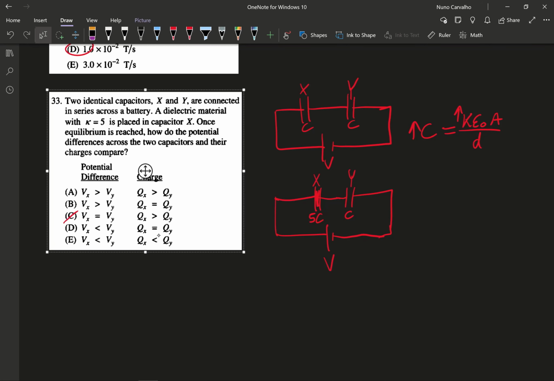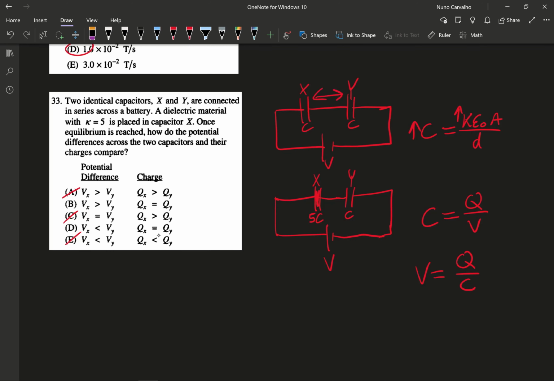But to me, that's actually really useful because I can eliminate all the answer choices where the Q's are different. Because these are in series, I know that the charges must be the same. So at least now we're down to B and D. And now we're just left to think about the voltages. Well, I know that C is equal to Q over V, which means that V is equal to Q over C.